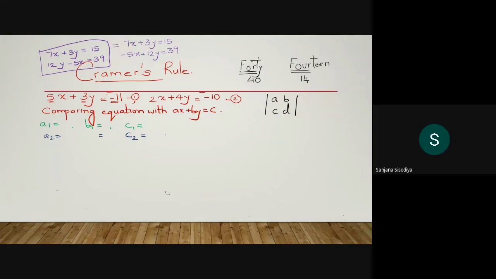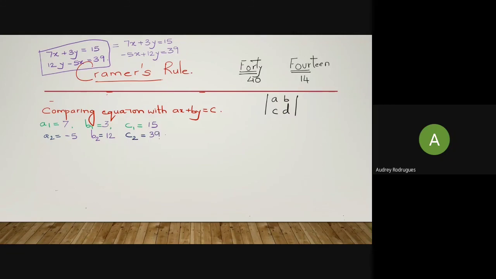Is it the first equation? Sorry, A1 is equal to 7. This is our equation, the one with purple up there. Yes, A1 is equal to 7. Raise your hand for all those who want to answer so that I can quickly ask. B1 is equal to 3. C1 is equal to 15. Then A2 is equal to minus 5, B2 is equal to 12, C2 is equal to 39.